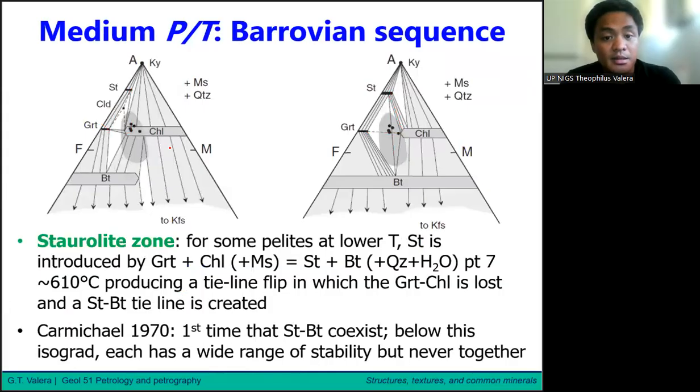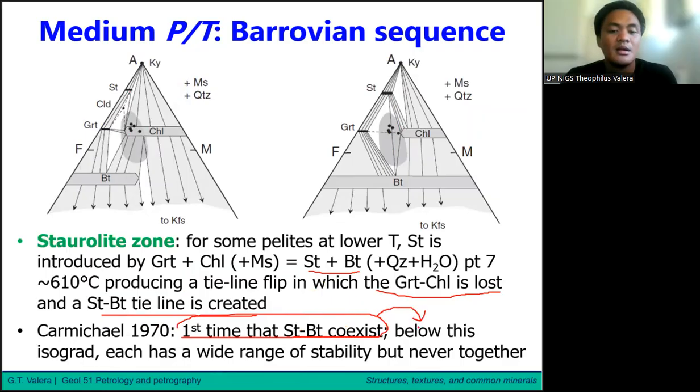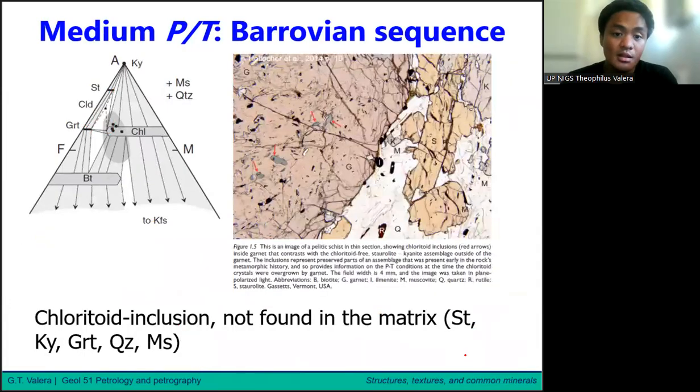Okay? And this also introduces our staurolite zone. So for some pelites, at lower temperature, staurolite may be introduced by garnet plus chlorite equals staurolite plus biotite at 0.7 as mentioned earlier, producing a tie line flip in which garnet and chlorite is lost and a staurolite biotite line is created. According to Carmichael, 1970, since this is the first time that staurolite and biotite coexist, this may be used as an alternative isograd. Individually, staurolite and biotite have a wide range of stability, but together they clearly point out a single temperature. Something like this, for example.